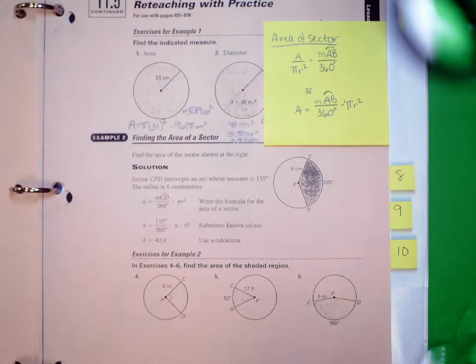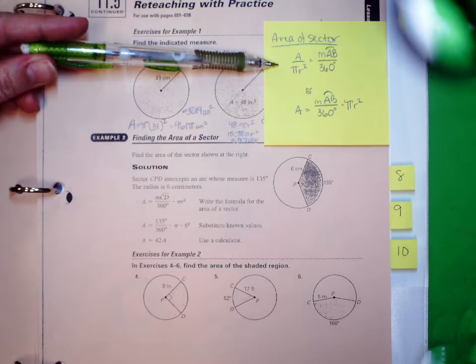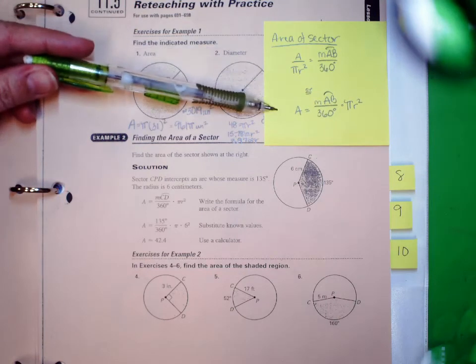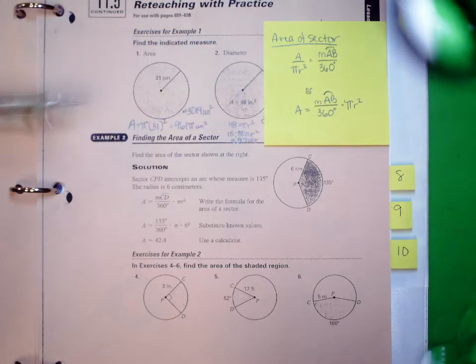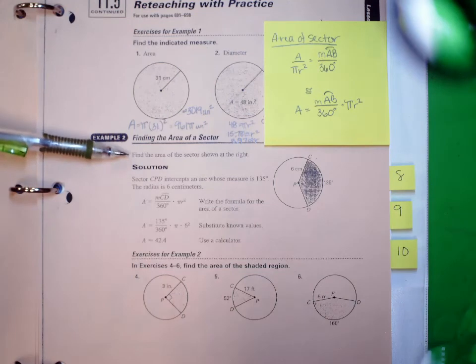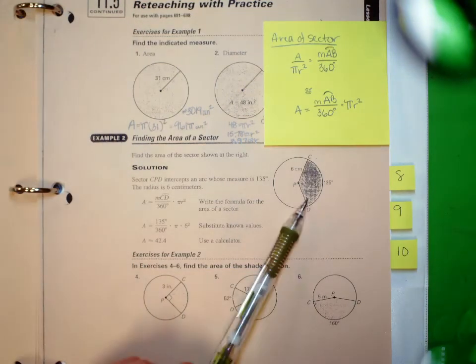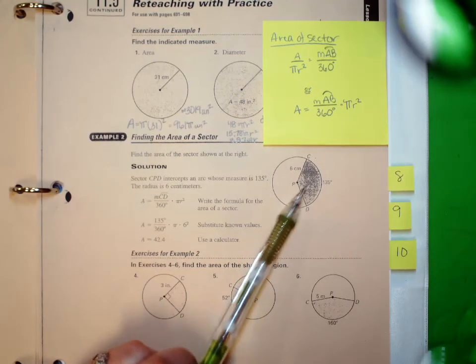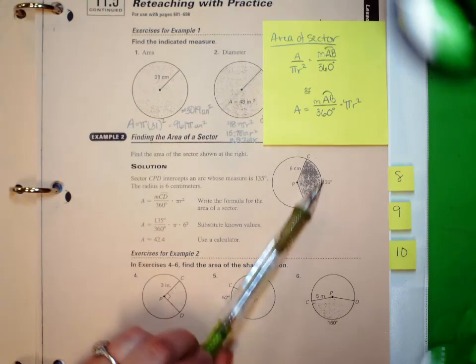Alright, now we're going to be looking at example 2, finding the area of a sector. I took a sticky note and I copied down the two formulas that we were given on the previous page. So in the example it says find the area of the sector shown at the right. The sector is like the slice of pie that you're getting. The sector is the piece of pizza.